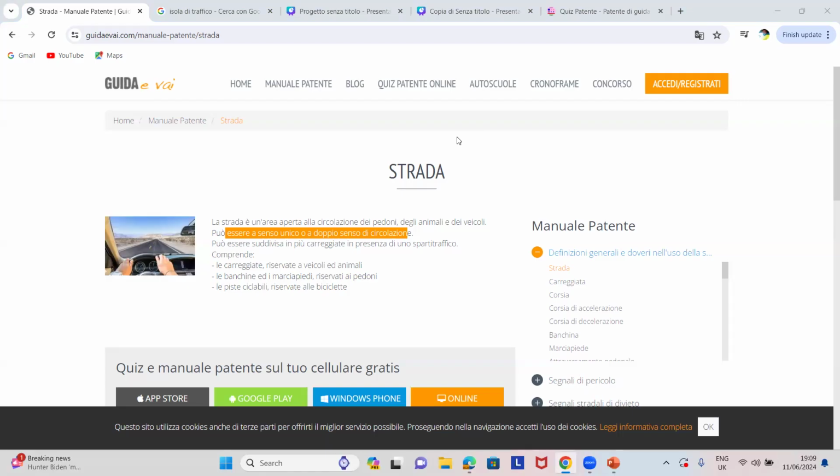All right, let's continue. Because strada può essere senso unico o doppio senso di circolazione. Now, what is senso unico, guys? Senso unico means one-way movement. What is doppio senso? Doppio senso means double sense of movement. Now, I'm about to show you guys something very, very important: how you as a driver, how you as a student use a road with one-way movement and a road with double sense of movement. That's what I'm about to show you guys.